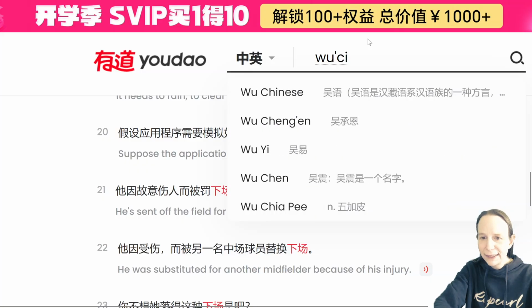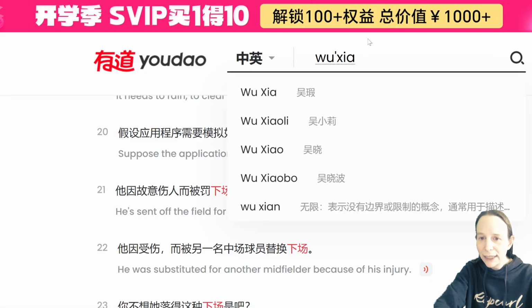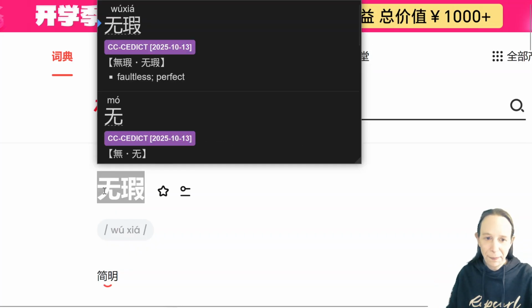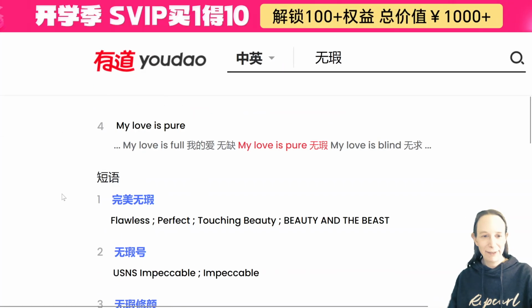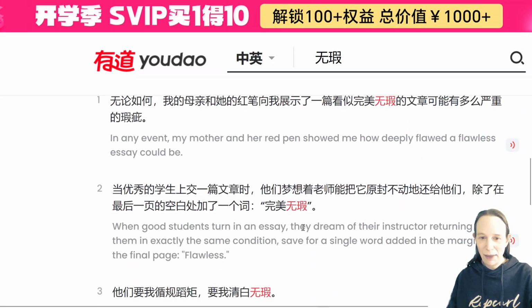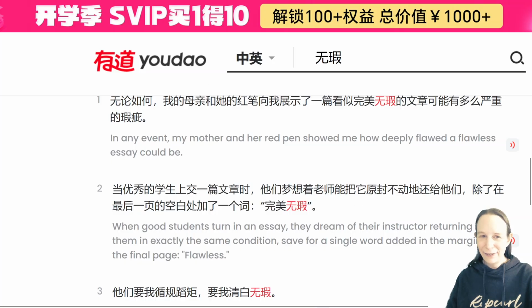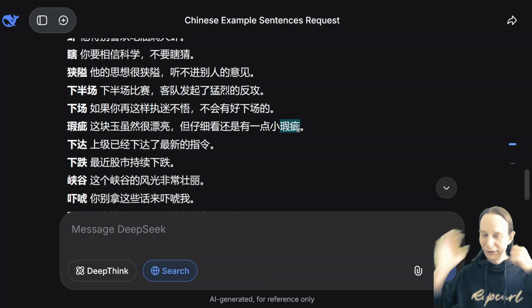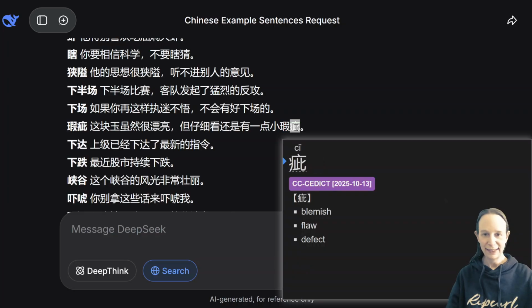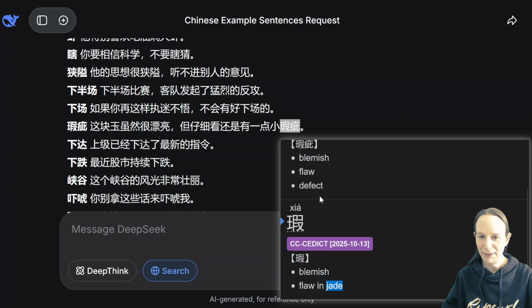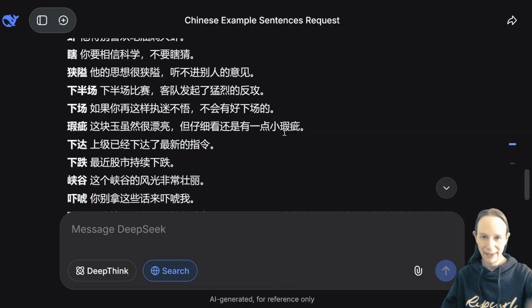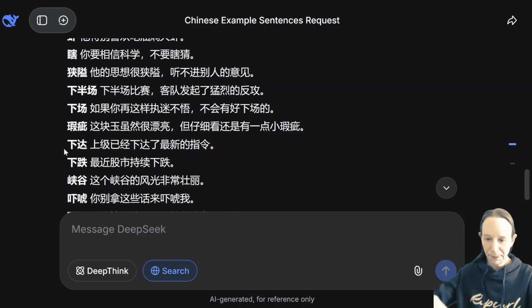Is it 无字? No, maybe it's 无瑕. So the non-existence of 瑕疵 means there are no blemishes, so it's like faultless. 完美无瑕. 无瑕. Sorry, I gotta get my tones right. Fairly rare word, but it does come up from time to time. 瑕 and 疵 both pertain to blemishes, right? Flaws and things. 瑕疵.